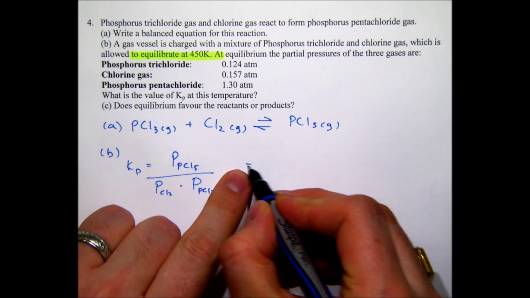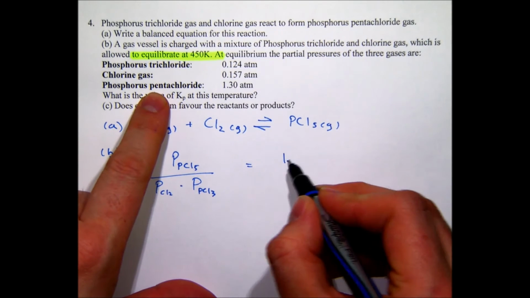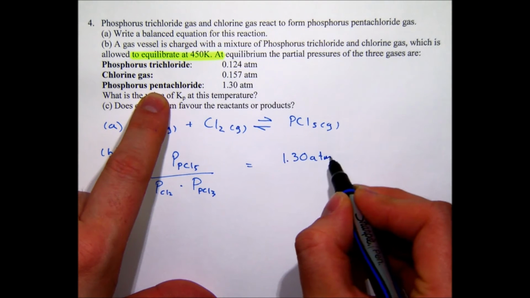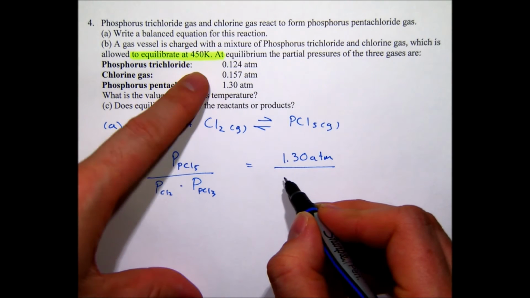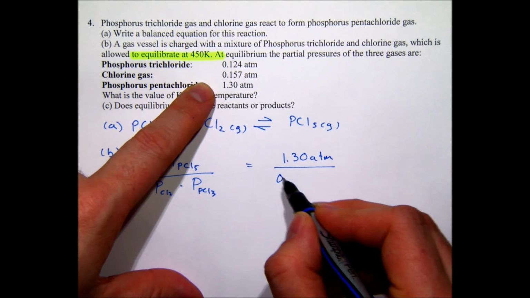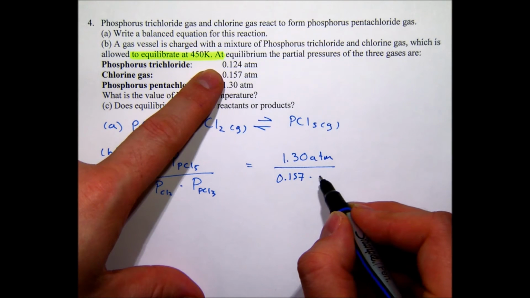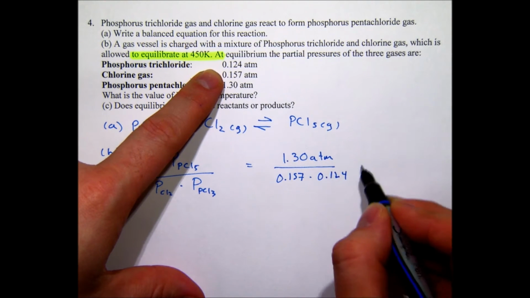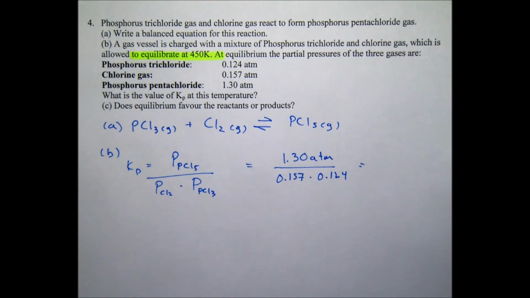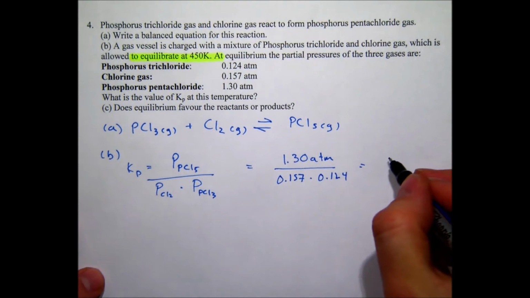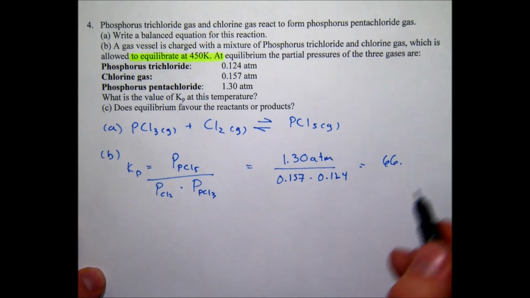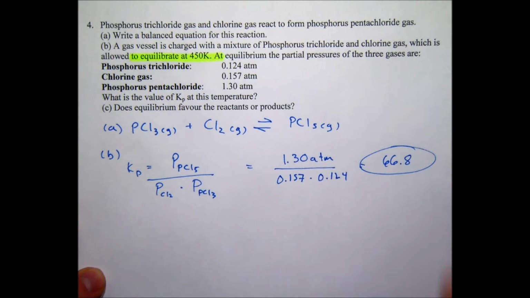We're going to plug in our values. So pentachloride is 1.30 atmospheres, over the partial pressure of PCl3, 0.157, and Cl2, 0.124. And that comes to 66.8. And there's our answer. So again, because it's at equilibrium, we just write the expression and fill it in.